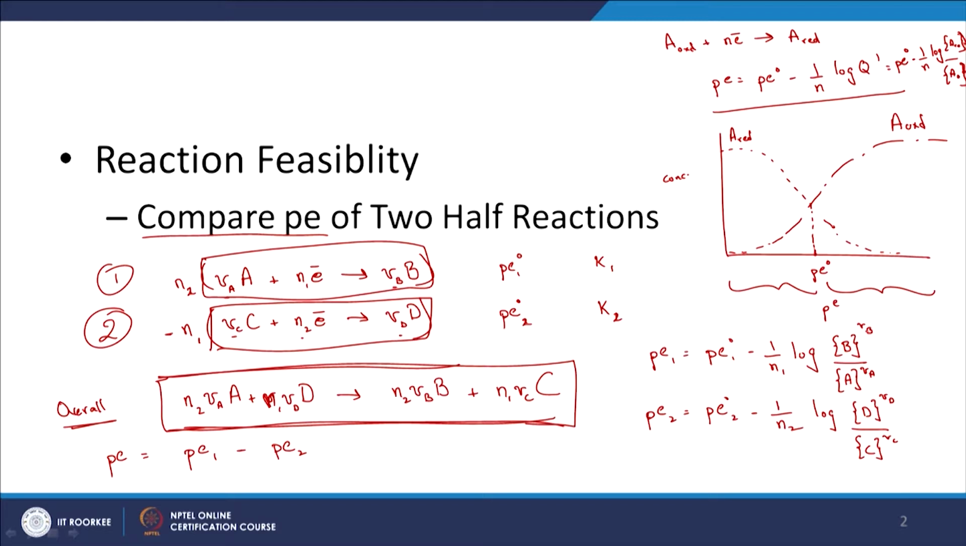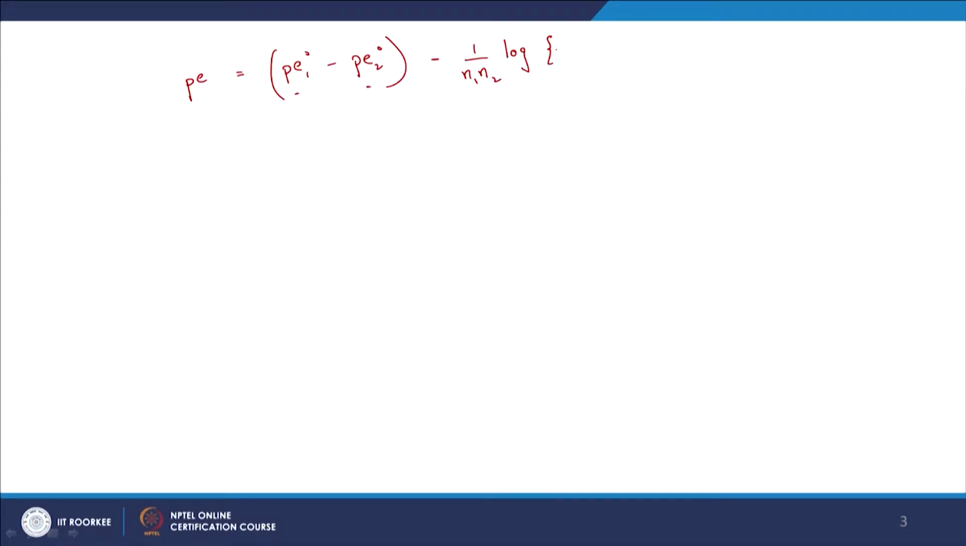This particular case would have to be times N2 here, or to the power of N2, log of the stoichiometric activity of B by activity of A, stoichiometric coefficient of B times N2, stoichiometric coefficient of A times N2, plus 1 by N1 N2, this is from the second, or from PE2, log of the stoichiometric coefficient of D raised to its stoichiometric coefficient of D multiplied by N1, by C raised to its stoichiometric coefficient multiplied by N1.